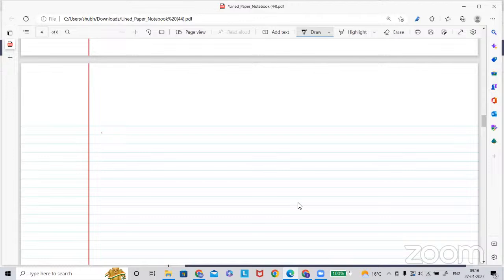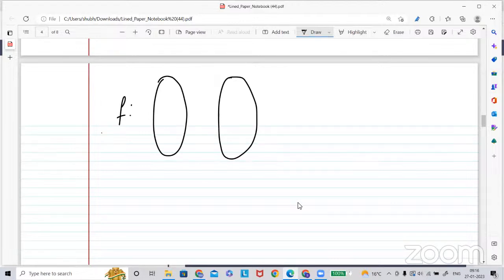Okay, so what is a function? Let me explain in pictorial form. Suppose you have three points, let's say A, B, C, and here D, E, F, G, H. So what is a function? A function is a relation. Suppose this set is A and this set is B.